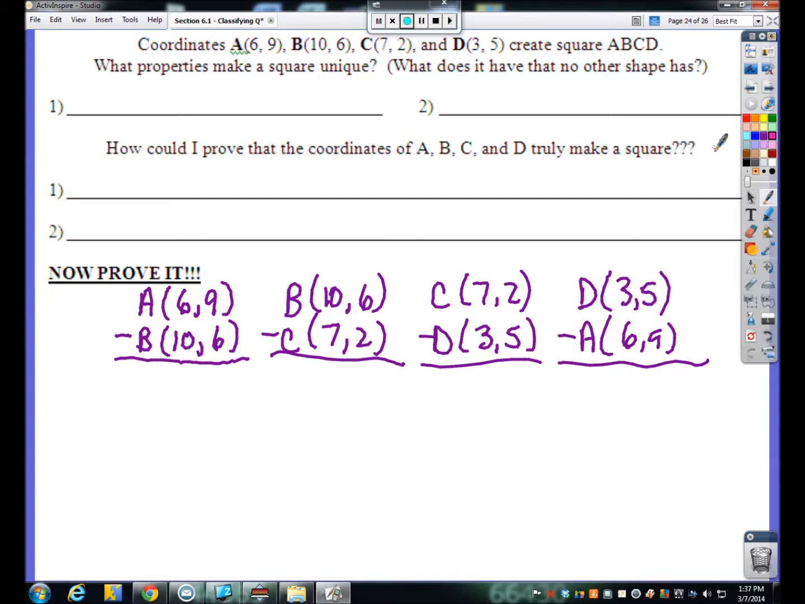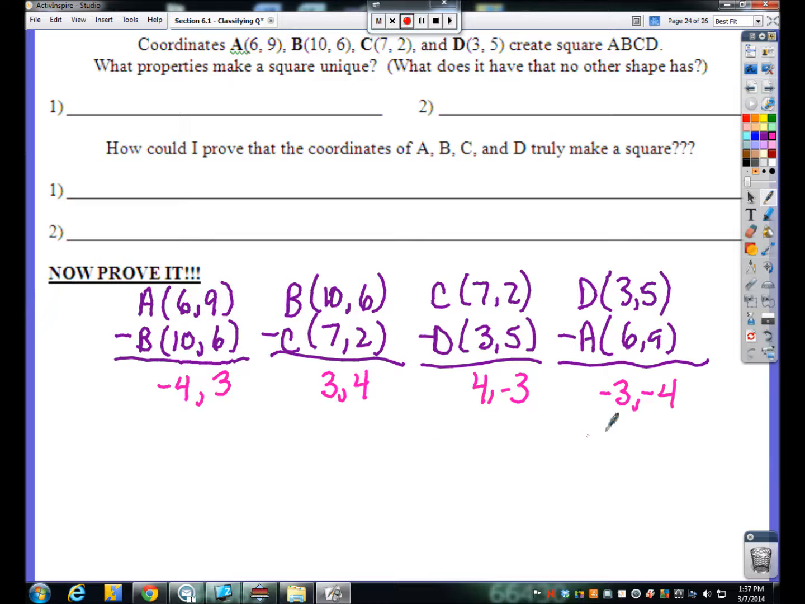And this is the one part where people make silly mistakes because they forget about a negative sign or something like that. So 6 minus 10, that's negative 4. 9 minus 6 is 3. 10 minus 7 is 3. 6 minus 2 is 4. 7 minus 3 is 4. 2 minus 5 is negative 3. 3 minus 6 is negative 3, and 5 minus 9 is negative 4.